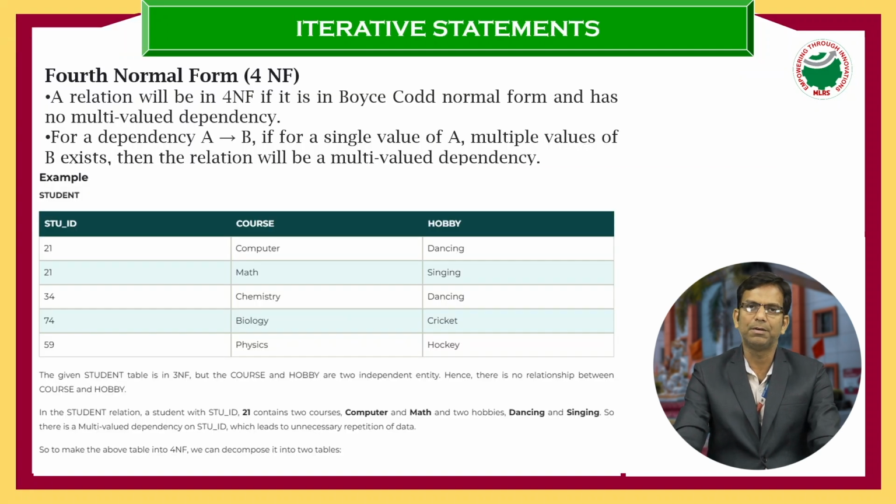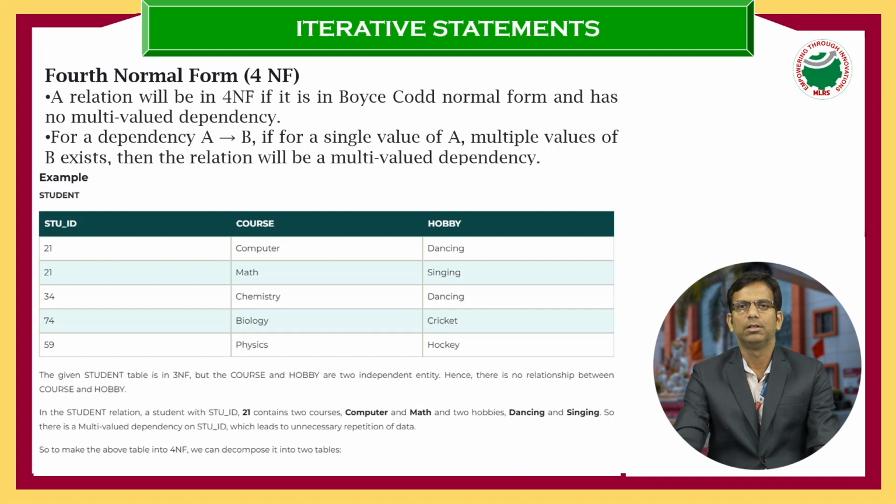Next, we have another type of normal form, that is fourth normal form. A relation will be in 4NF if it is in BCNF and has no multi-value dependency. As I told you already, every normal form has some concept, and that concept should carry forward to the next normal form.